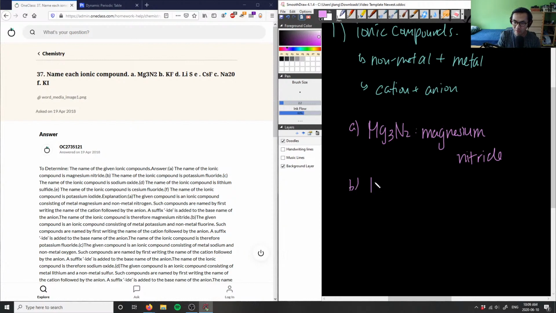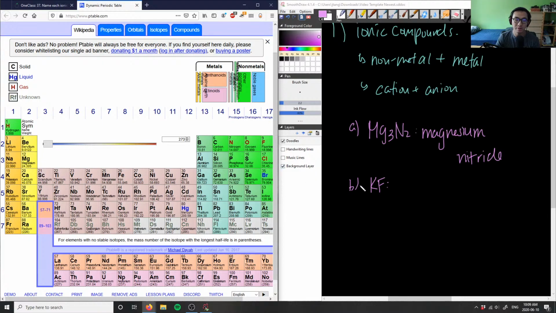For B here, we have KF. So let's examine the first element. We have K, which is going to be our metal. As you can see, K here represents potassium, right?